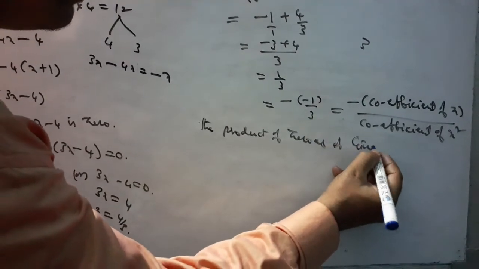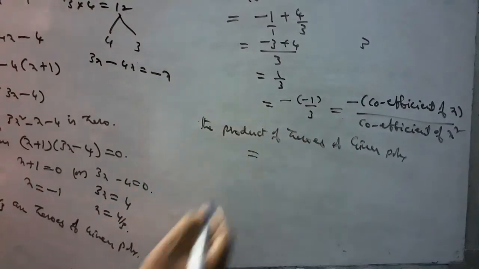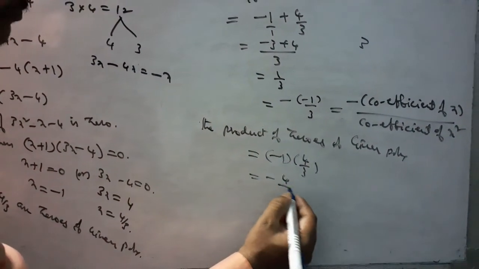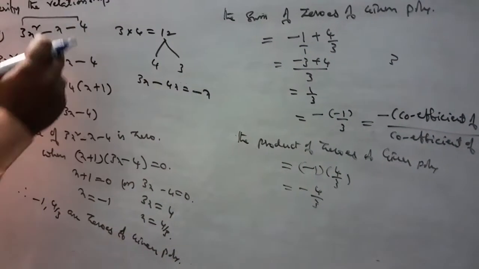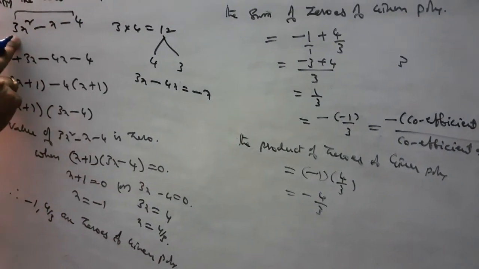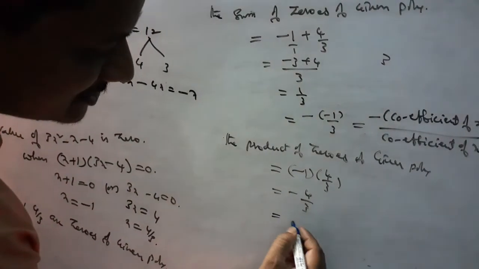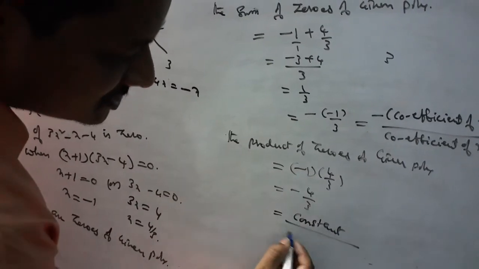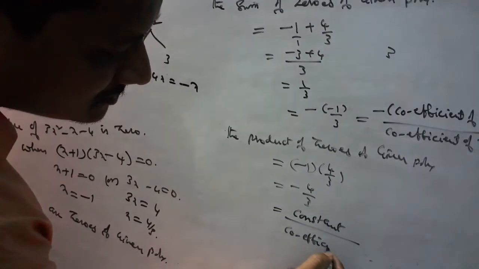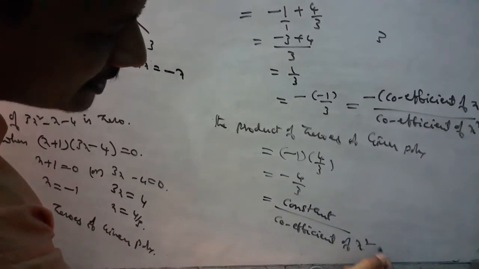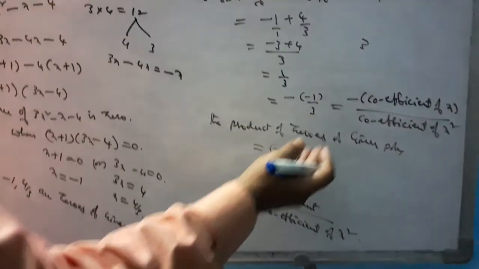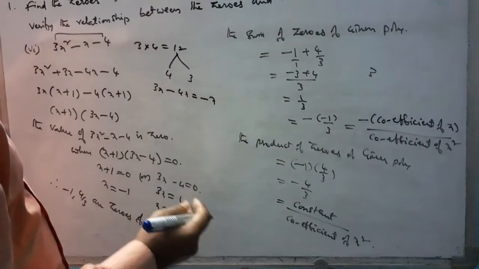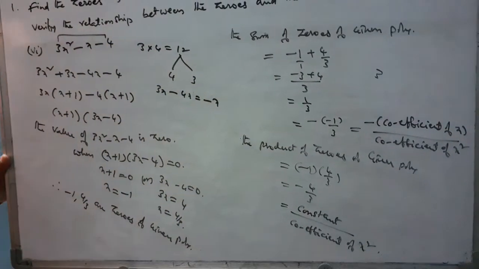So next the product of zeros of the given polynomial. So that is equal to minus 1 into 4 by 3. So that is minus 4 by 3. Minus 4 by 3 means here minus 4 is the constant and 3 is the coefficient of x square. So we can write it as constant by coefficient of x square. So the sum of the zeros is equal to minus coefficient of x by coefficient of x square, and the product of the zeros is equal to constant by coefficient of x square.